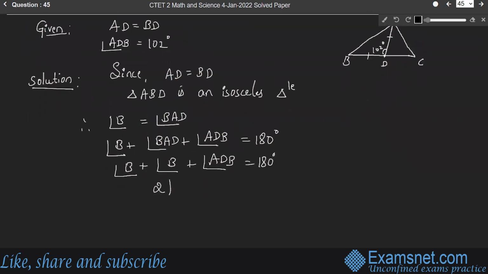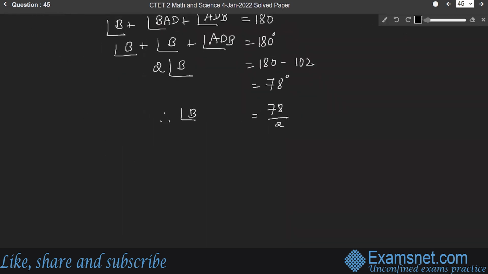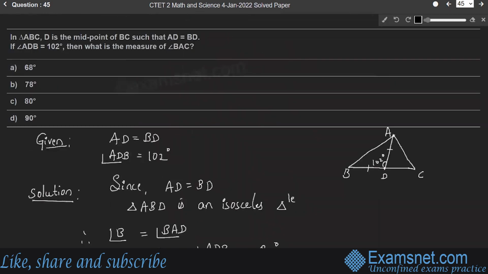Therefore, twice the angle B is equal to 180 minus ADB, which is 102 degree. That is 78 degree. Therefore, angle B is equal to 78 by 2, which is 39 degree. In the same way, since D is the midpoint of BC, BD is equal to CD. Right? BD is equal to CD, but BD is equal to AD. Therefore, CD is also equal to AD.